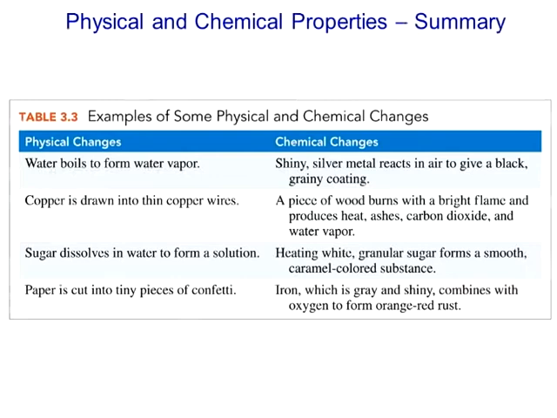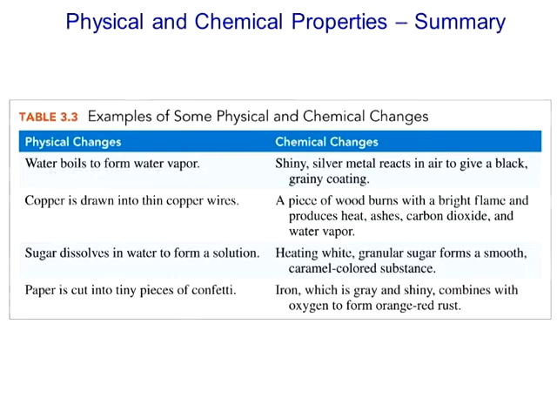A piece of wood burns with a bright flame and produces heat, ash, carbon dioxide, and water vapor. That's combustion. Anytime it's burning, that's a chemical change. Okay? Burning, flame, those are giveaways that it's going to be a chemical reaction, a chemical change. Heating white granular sugar forms a smooth caramel colored substance. That is a chemical change. You're caramelizing the sugar. That's what you do when you bake things.